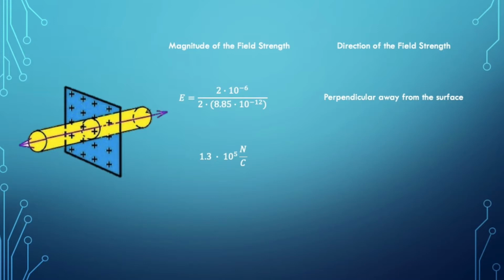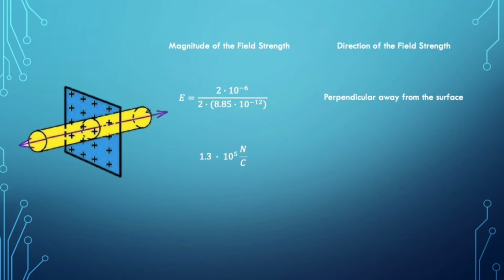Once we substitute in our values, this leaves us with an electric field strength of 1.13 times 10 to the 5 Newton per coulomb. For the direction of the field strength, the electric field lines are perpendicular to the plane and thus to the top and bottom of our Gaussian surface. The field lines are directed downwards through the bottom of the box and upwards through the top of the box. In other words, they always point out of the box. No field lines pass through the sides of the box.